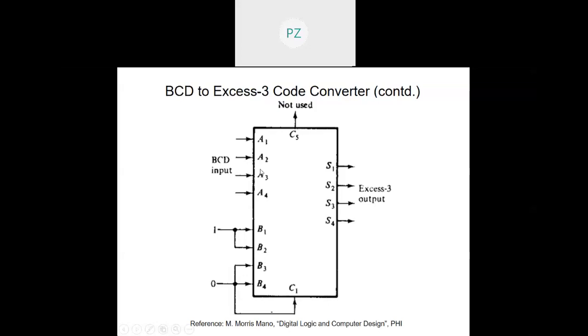So when I give 0 here, I'll get 3 at the output. When I give 1, I'll get 1 plus 3, 4. When I give 2 as the input, I'll get 2 plus 3 equals 5. When I give 9 here, 9 plus 3, 12 will come out.